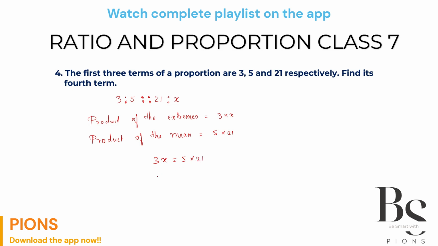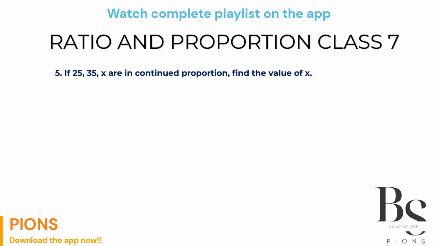So this will give us 3x is equal to 5 ones are 5, 5 twos are 10, 105. And if I take 3 on the right hand side, it will be 105 over 3. And that will give me 3 threes are 9 and 3 fives are 15. So 35 is the value of our fourth term. Let's move to question number 5.